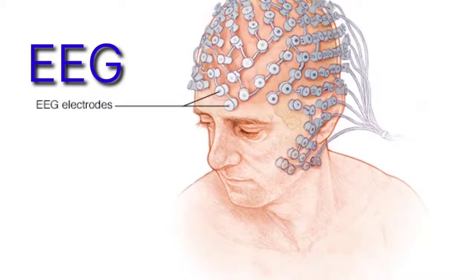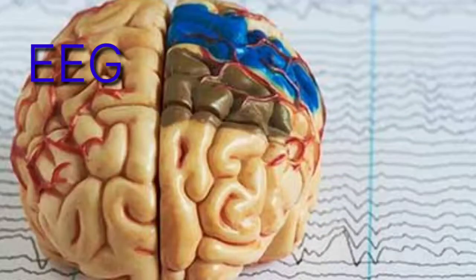EEG is a technique that records electrical activity in the brain. By using this technique, doctors investigate abnormality in the brain. Some medical terms which are used in medical treatment.